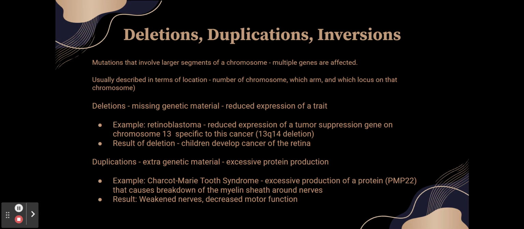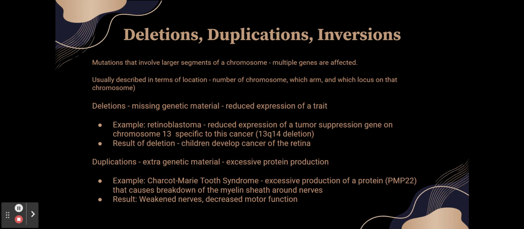And like I said, there are hot spots or breaking points where it's more commonly occurring. So in this category, we have deletions. And that's where we're missing genetic material and we have reduced expression of a trait. So maybe on the long arm of a chromosome, we have a fragile spot, 13q14. It breaks off, does not get repaired, and we end up with a child who has a retinoblastoma. So there is a gene that controls tumor suppression on chromosome 13. It is specific to tumors that happen in the retina of the eye.